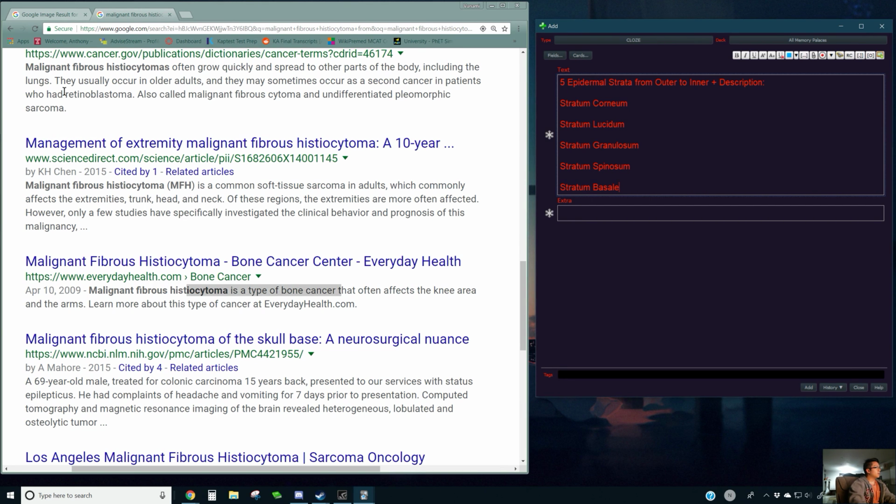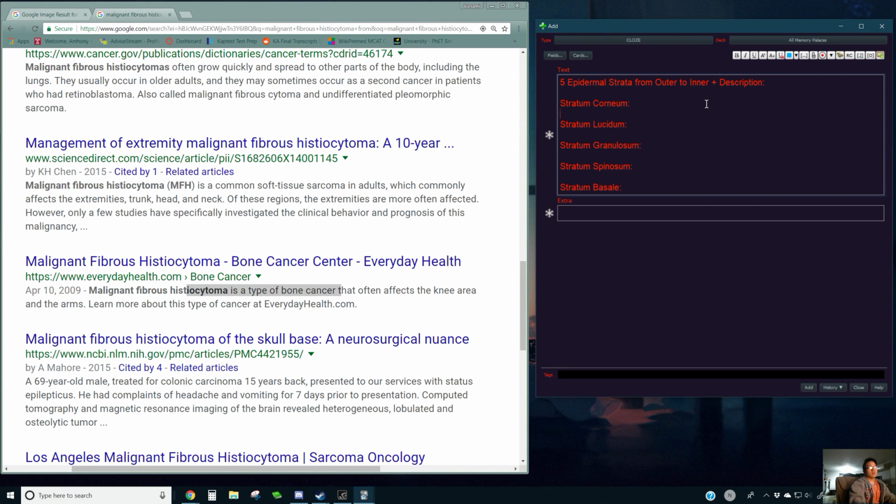Ooh, did I get this all right? Stratum corneum, lucidum, granulosum, spinosum, basale. Basale! Alright, now the description is the hard part.